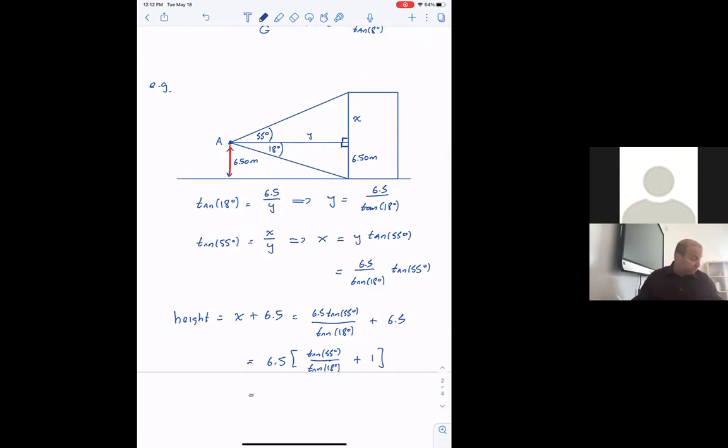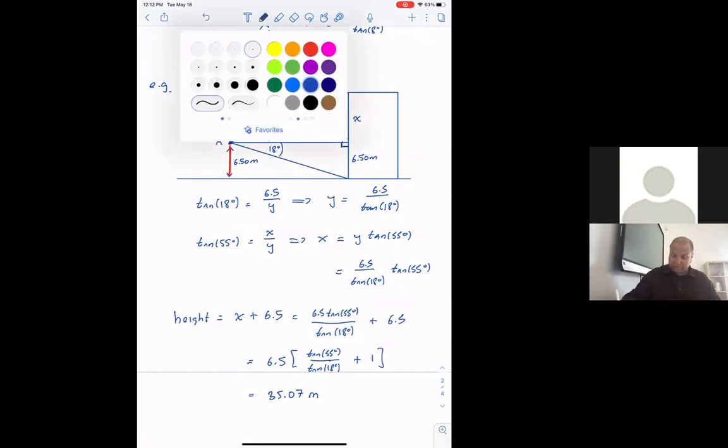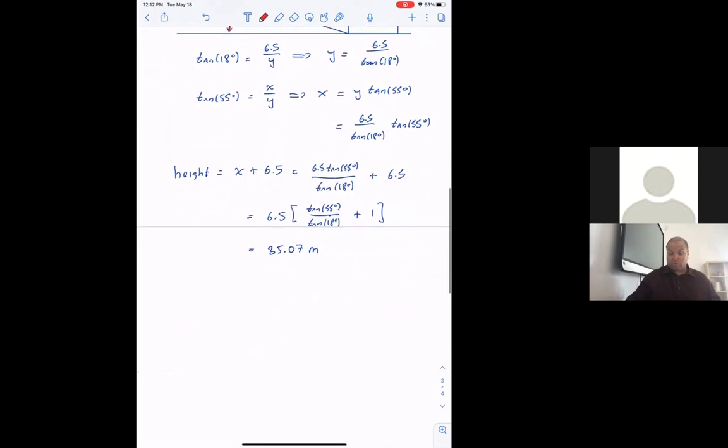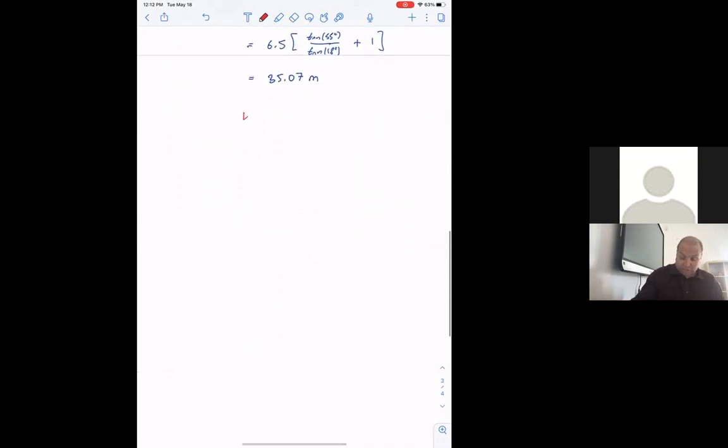And to 2 decimal places, I get 35.07, 35.071 meters. That is the answer that the book has. So congratulations, we got it correct. And they got it correct. I think that's actually more of a congratulations. So let's jump now into Exercise 1I.